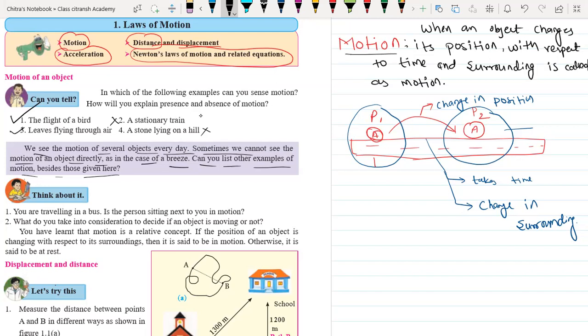Okay, so just take a screenshot below and then we'll move further. Done?